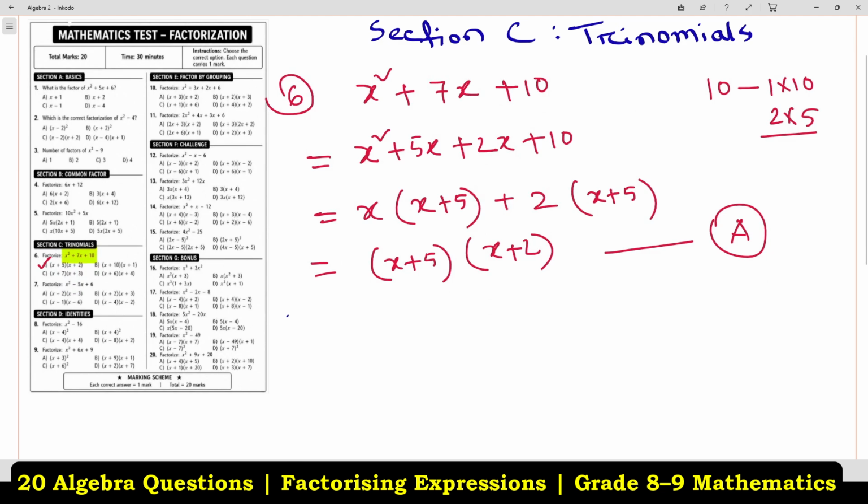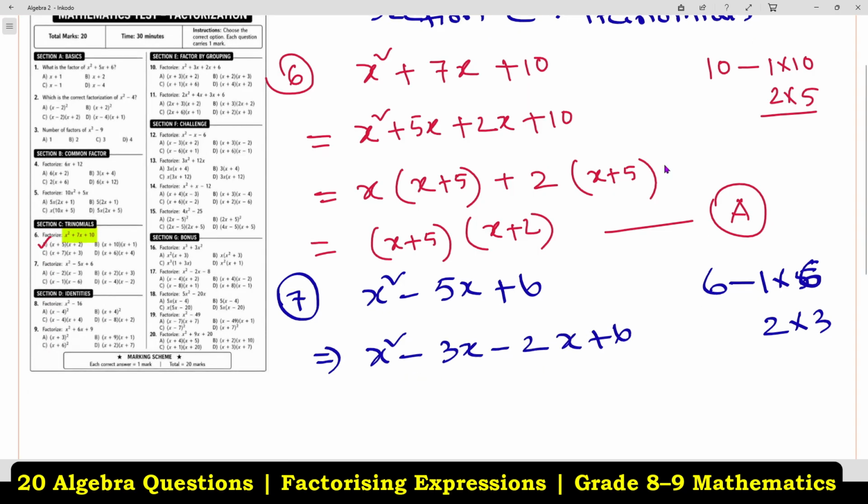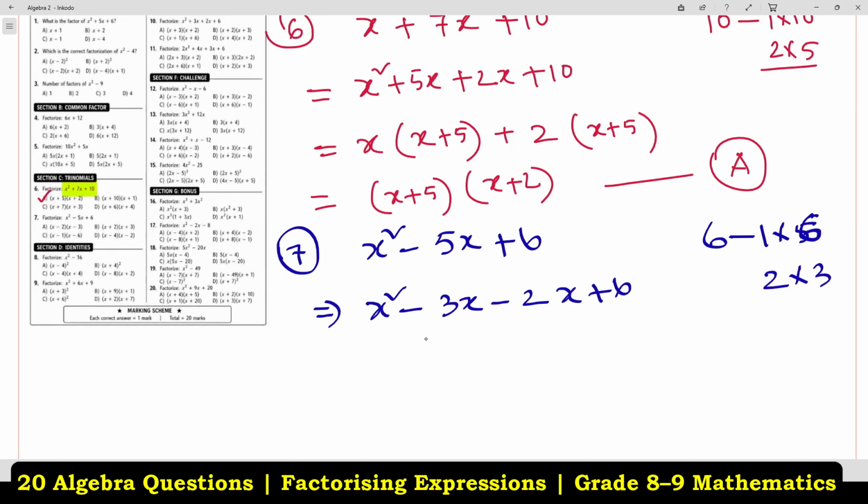Next, number 7. Factorize x² − 5x + 6. So what will be the correct one? This 6 can be written as 1 times 6, and 2 times 3. So we can write x² − 3x − 2x + 6. 3 and 2, once we sum them, we get 5.